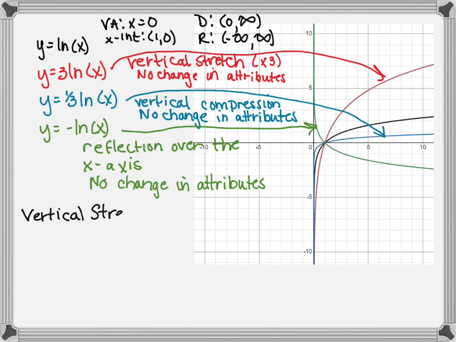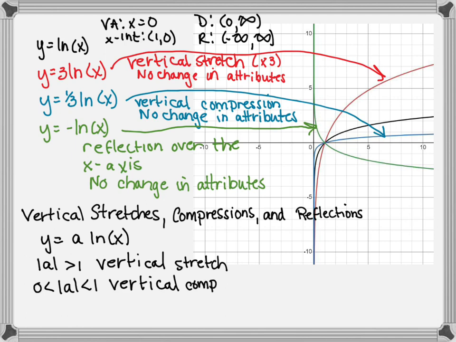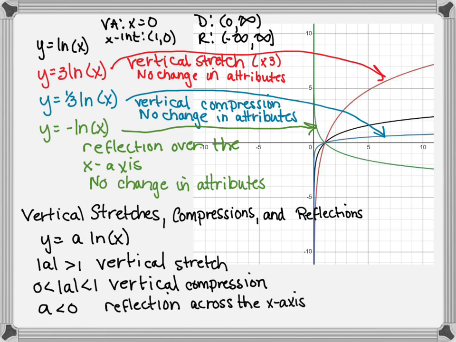So in summary, for vertical stretches, compressions, and reflections, if we have a function of the form y equals a times the natural log of x, if the absolute value of a is greater than 1, we have a vertical stretch. If the absolute value of a is between 0 and 1, we have a vertical compression. And if a is less than 0, or a is negative, we have a reflection across the x-axis.